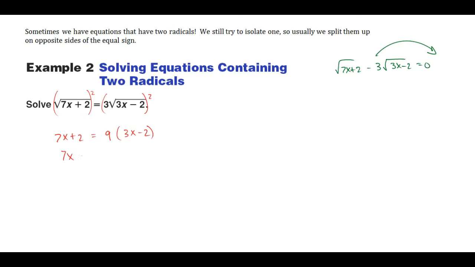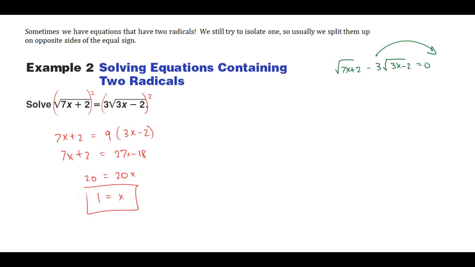So I got 7x plus 2 equals 27x minus 18. Oh, forgot my x. Now I just bring stuff over. So I'll add that over there. I get 20. Bring the 7x over. I get 20x. And I end up solving this and getting x equals 1.